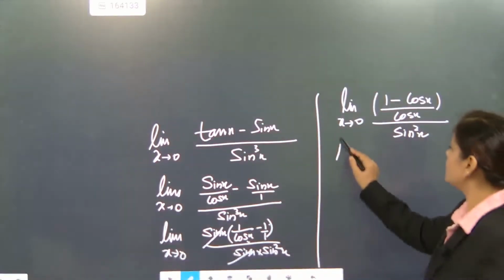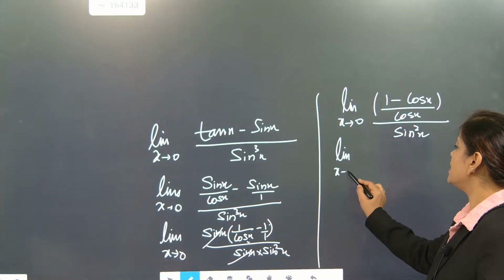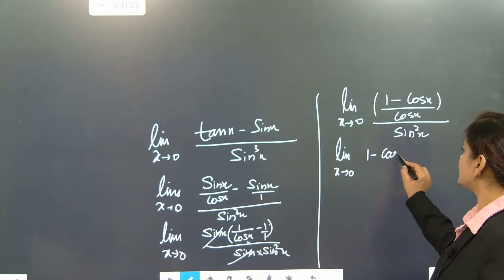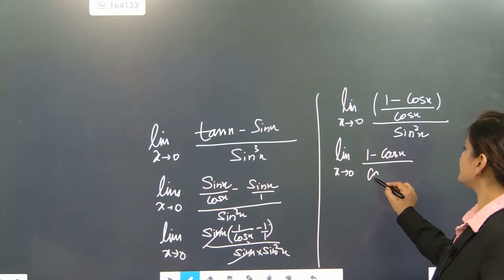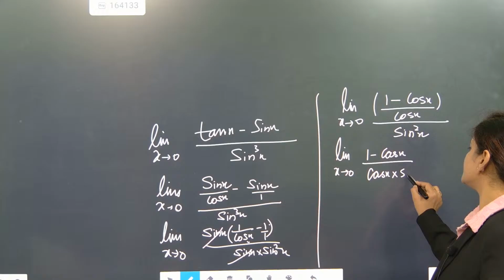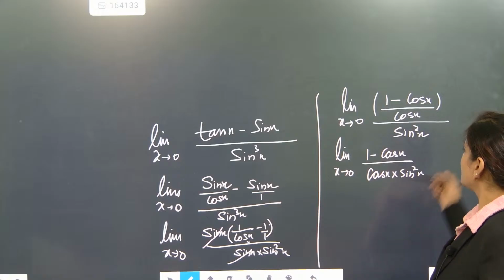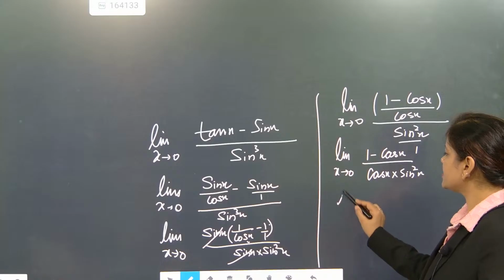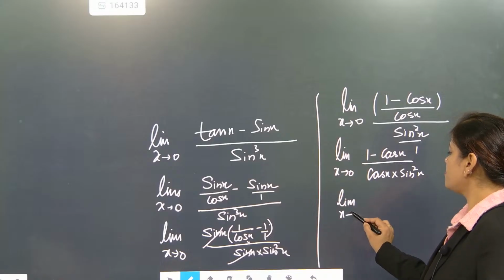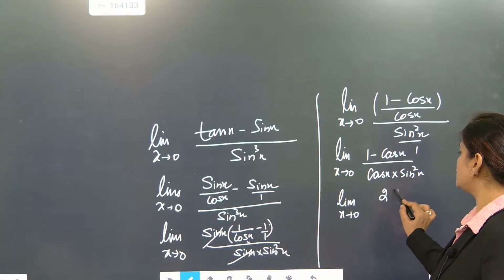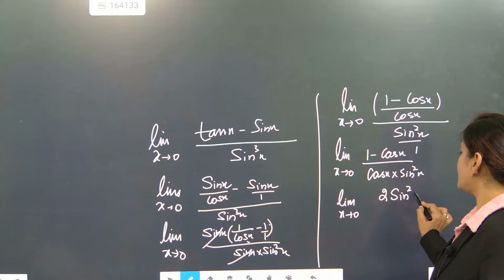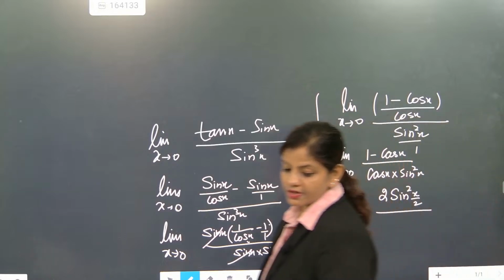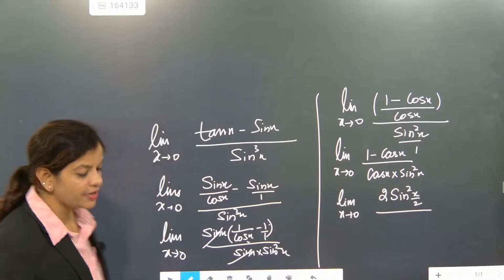After that, what am I going to do? Beta, you check nicely. Limit x tends to 0, 1 minus cos x will remain as it is. Cos x came down with sin square x. Okay? Now the 1 minus cos x formula is what? 1 minus cos x formula is 2 sin square x by 2. Understood? Why, beta, is 1 minus cos x equal to 2 sin square x by 2?